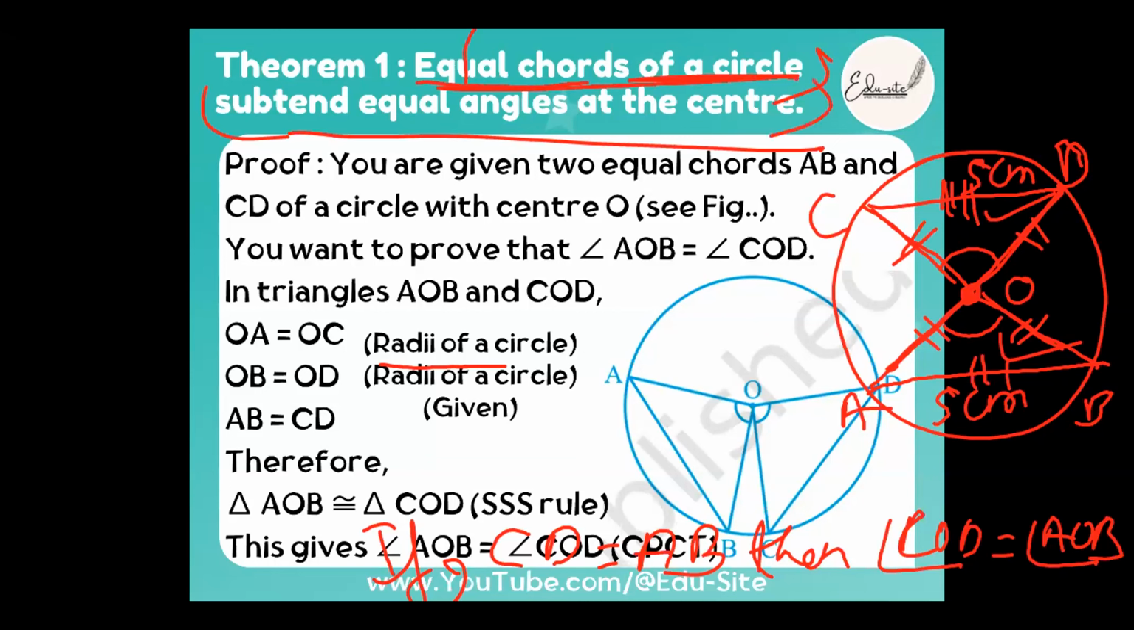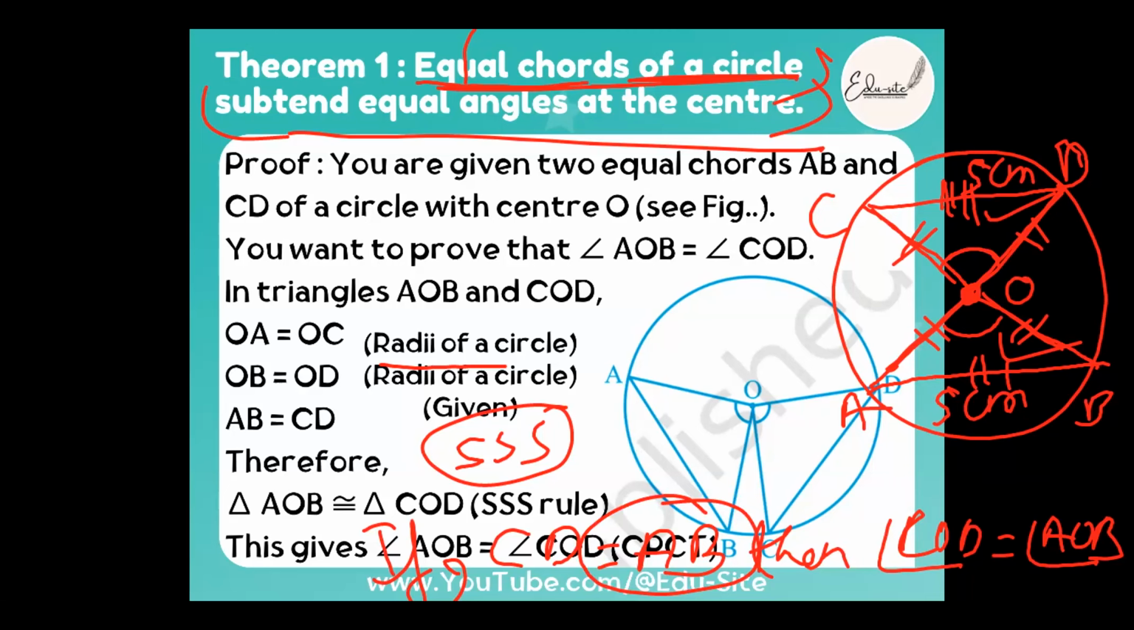So which postulate do you apply here? SSS rule, right? After applying SSS, what did we prove here? Angle COD is equal to angle AOB by CPCT. What is the rule called? CPCT. Understood or not? This is the first theorem. What does the first theorem state again? Equal chords of a circle subtend equal angles at the center.